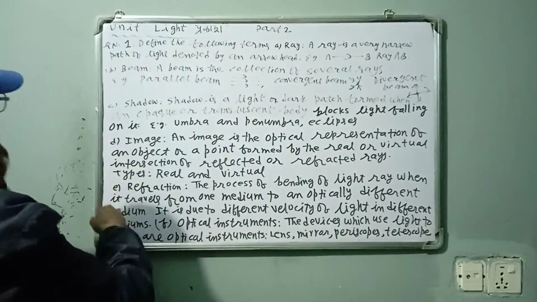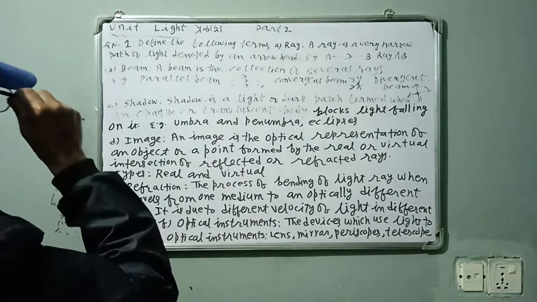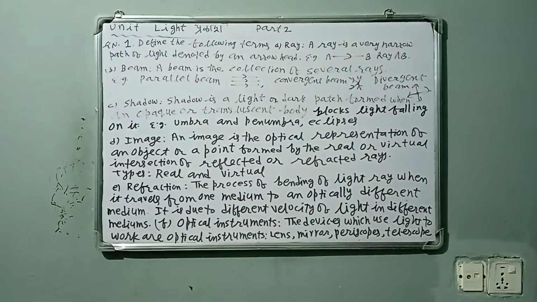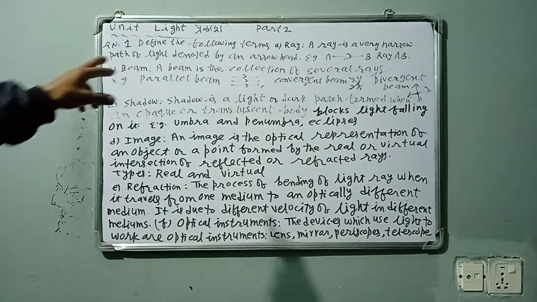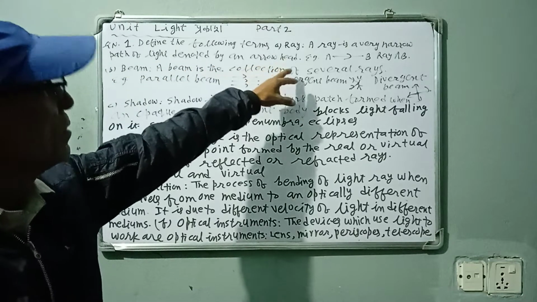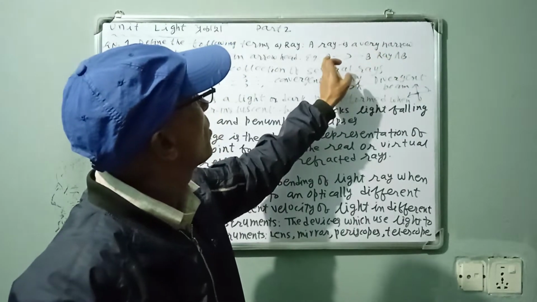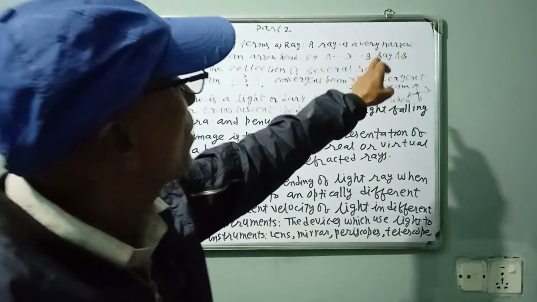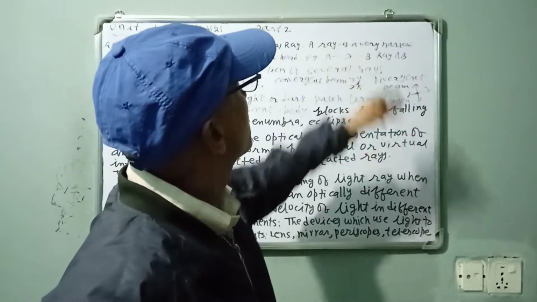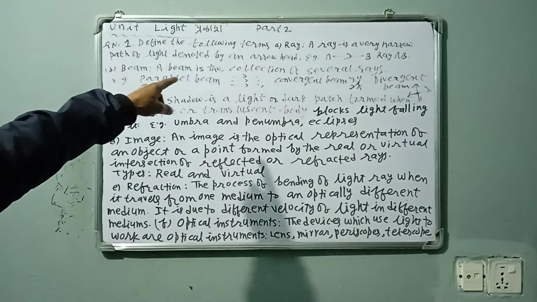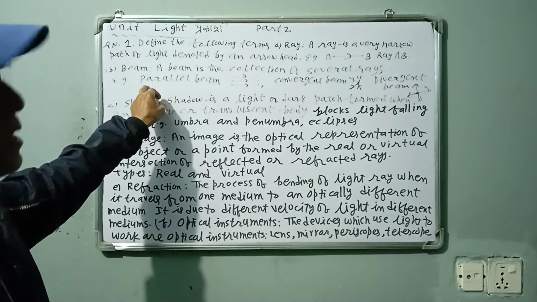Okay. Question number 1, define the following terms. A ray is a very narrow path of light denoted by an arrowhead. For example, AB is a ray of light coming from A to B. If a light ray comes from B to A, it is written as BA. Beam. A beam is the collection of several rays.